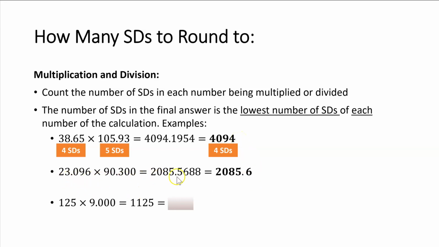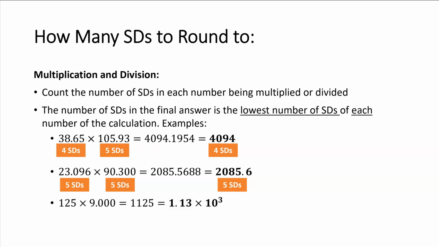The second example, again, count the significant digits in the numbers you're multiplying or dividing. So 23.096 has 5 significant digits, 90.300 also has 5, so my final answer should have 5 significant digits. In my calculator, I get this number. I count 1, 2, 3, 4, 5 significant digits. I look to the right. This number is greater than 5, so the last significant digit I need to round up. So I need to round that up to 2085.6.